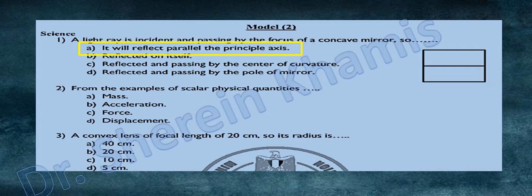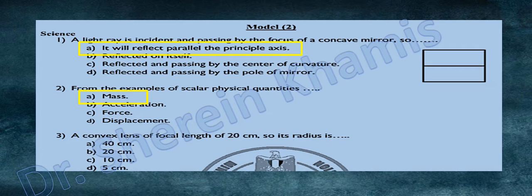We have number 2, from the examples of scalar physical quantities. In our first model we had vector, and here we have scalar. What is the kind of scalar here? We have 4 physical quantities: mass, acceleration, force, and displacement. I think B, C, and D, acceleration, force, and displacement, need direction, so they are vector quantities. Only one will be scalar, so we need only magnitude to describe it, or it has magnitude only with no direction, or we need only a number and measuring unit to describe it, so it's a scalar physical quantity.